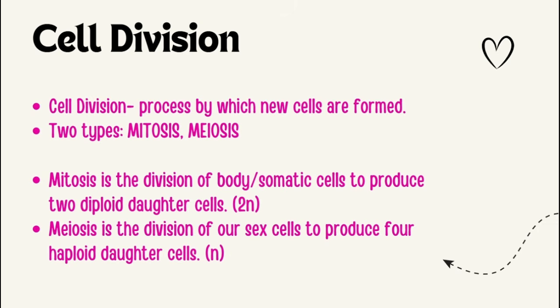So in mitosis, there is division of body cells or somatic cells to produce two diploid daughter cells. So we know that the end result of mitosis is going to be 2, and it's represented by 2n. Meiosis, on the other hand, is a specialized type of cell division, right? Because it only focuses on our sex cells. So this is how we basically reproduce to have actual offspring.